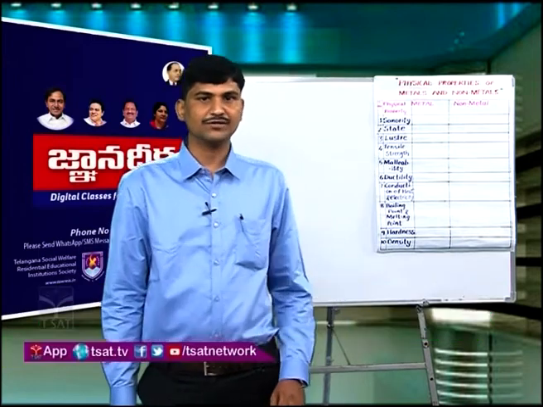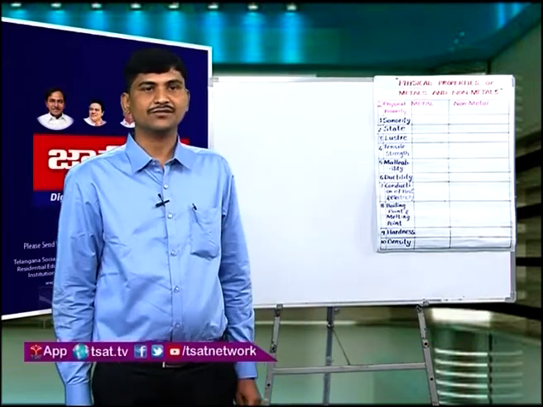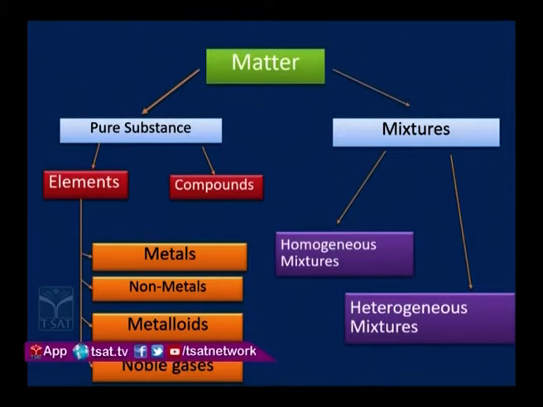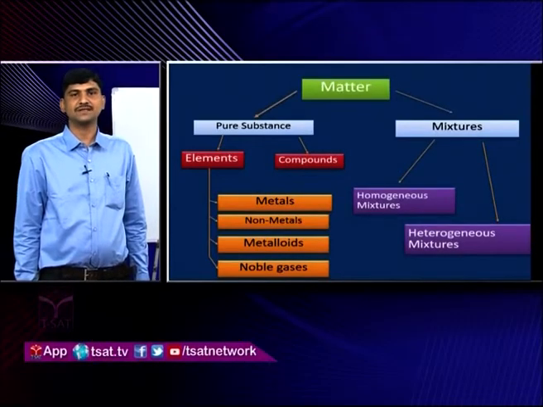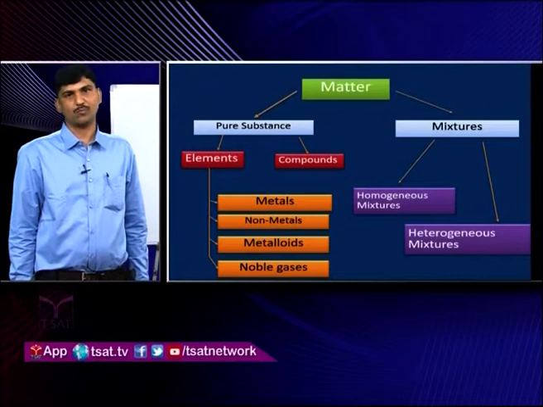So children, you can see the slide here, that is, matter can be classified mainly into two types: pure substances and mixtures. Pure substances are again classified into elements and compounds. Elements are again classified into metals, non-metals, metalloids and the noble gases. Children, today we are going to learn about metals and non-metals in detail, about their properties.